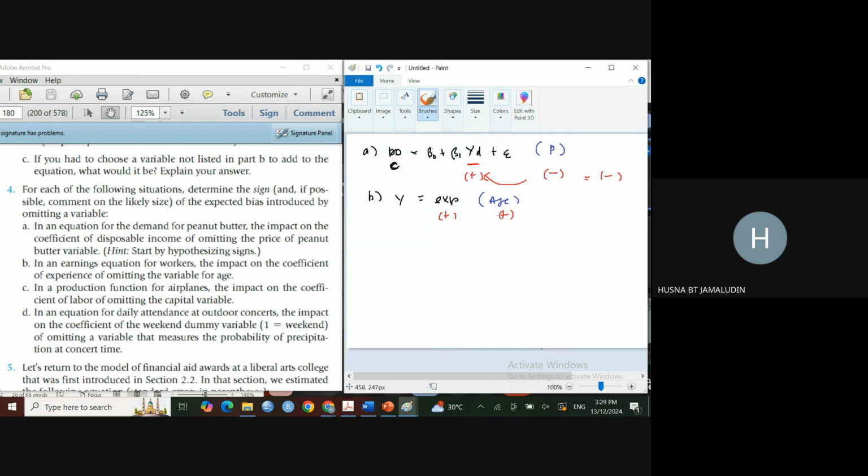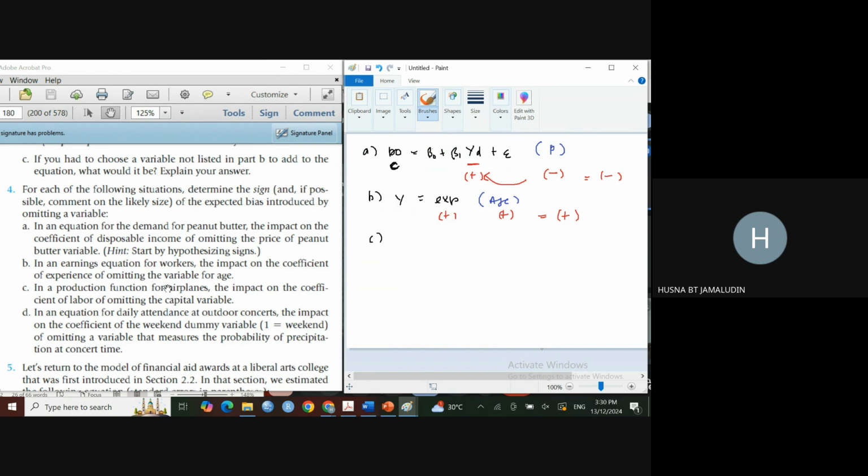So now, experience is already positive. Then you omit the age. What happens is that age will introduce bias to experience. What is the bias? You have positive and positive, so the bias will be positive. Okay, so far so good. See, easy, right? So that's why you can just do it by yourself. You don't need the tutorial.